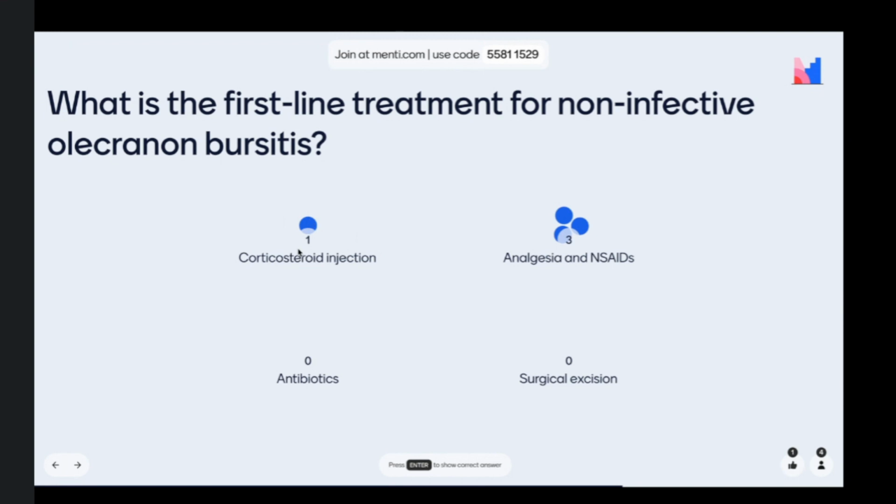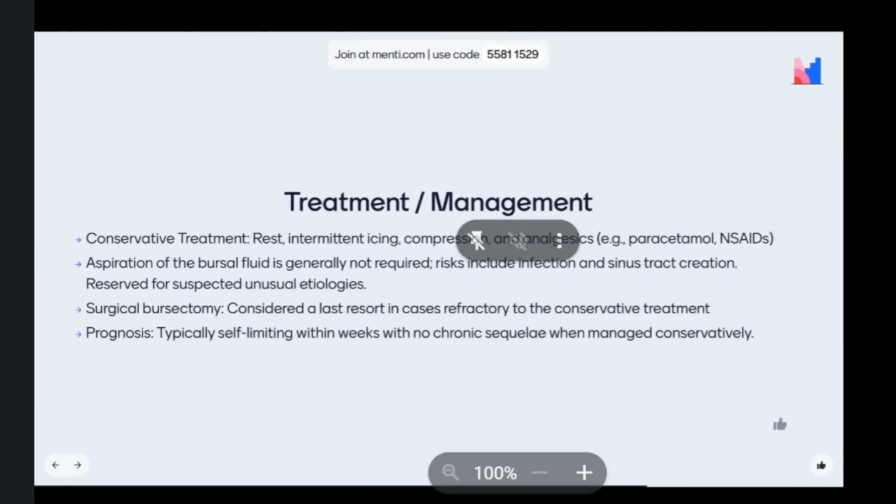Okay, now you've completed this question. Okay, it was the analgesia and NSAIDs. So now we will see the treatment and management, and I'm really proud of you for making it through till now, till the treatment. So the treatments and the management of this condition.